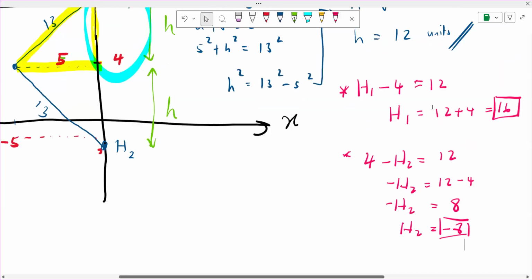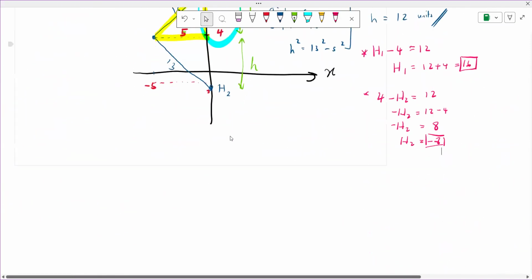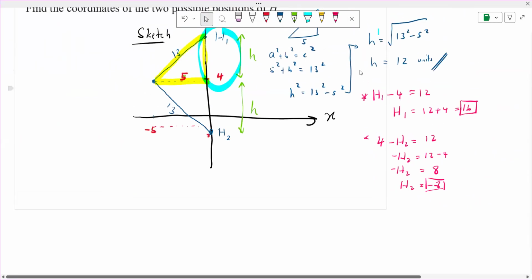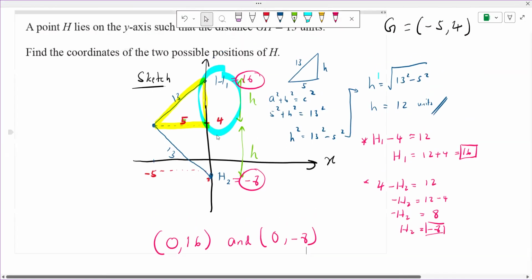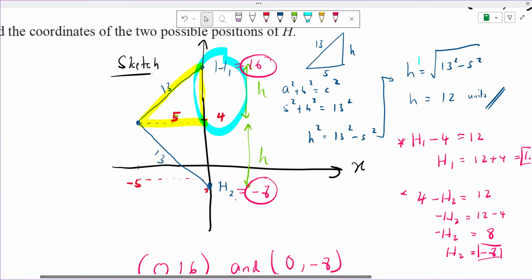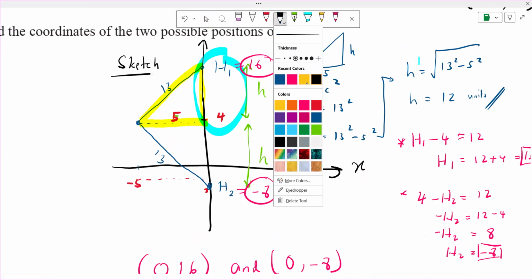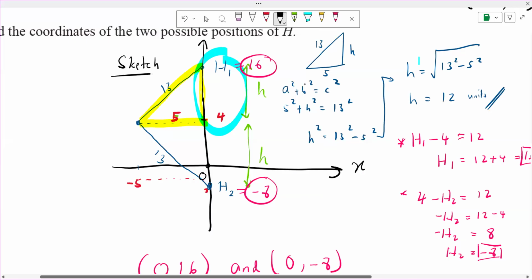Now, what are the two coordinates? h2 is equal to minus 8 here, and h1 is equal to 16. Therefore, the coordinates are (0, 16) and (0, -8). Why 0? It's because they exist on the y-axis. On the y-axis, these points will have 0 as the x coordinate because they are directly above or below the origin.